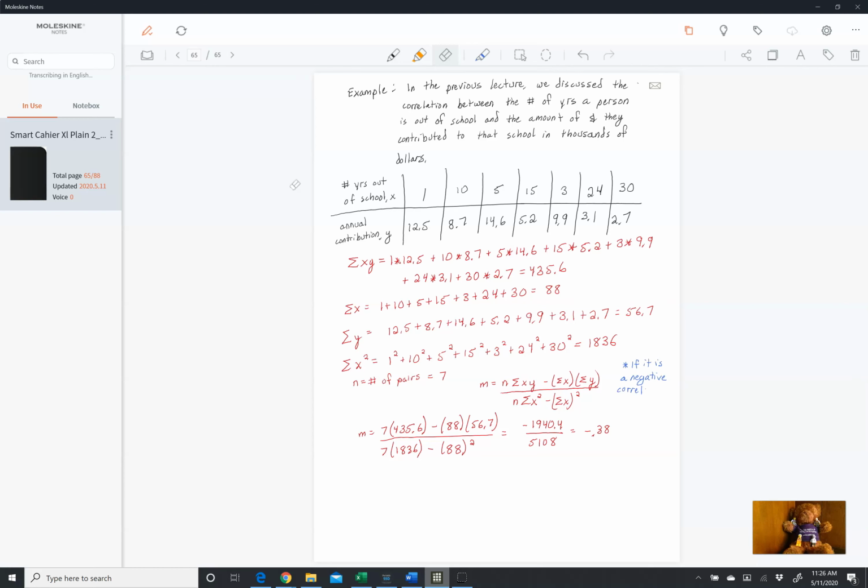This is just something to keep in mind. All of those things are saying, is my answer reasonable? You're checking as you go along. Yeah, the slope is negative, so I'm doing this correctly. Okay. Now we need to find our b.